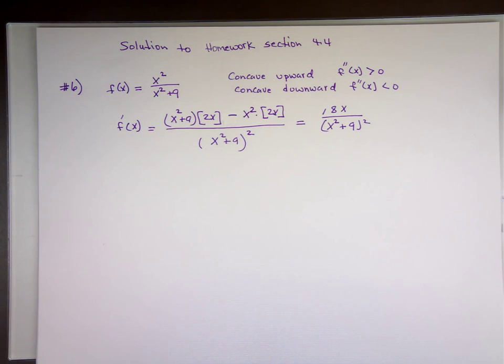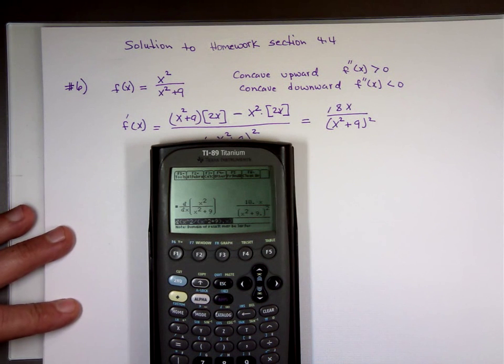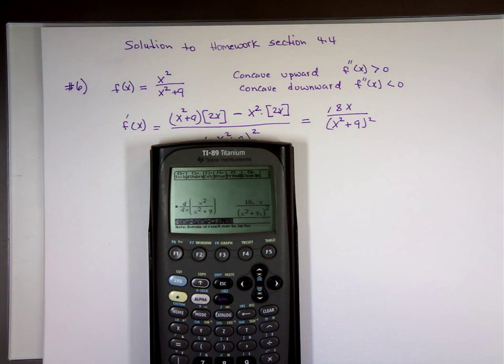Okay, here we go. So let me just make sure this is correct. The derivative of x squared divided by x squared plus 9 is 18x over x squared plus 9 squared.